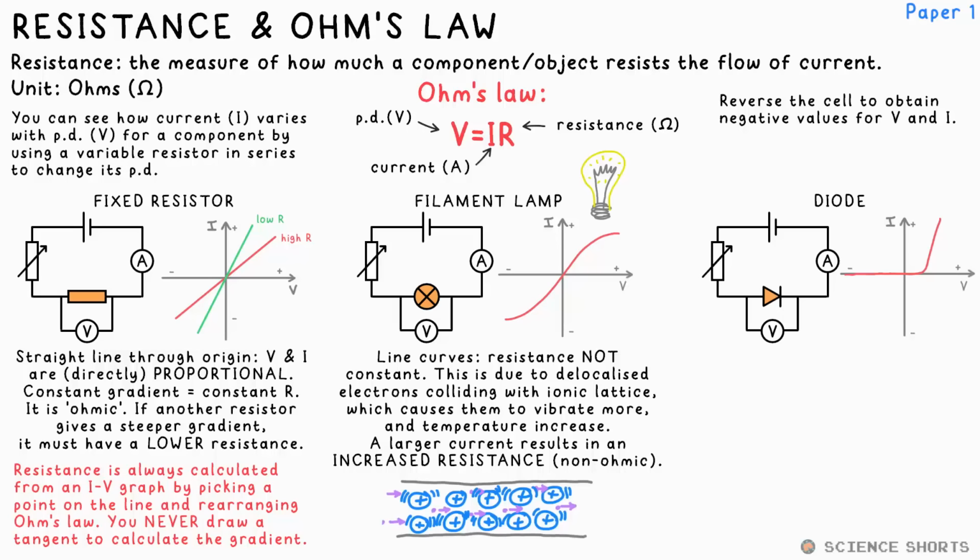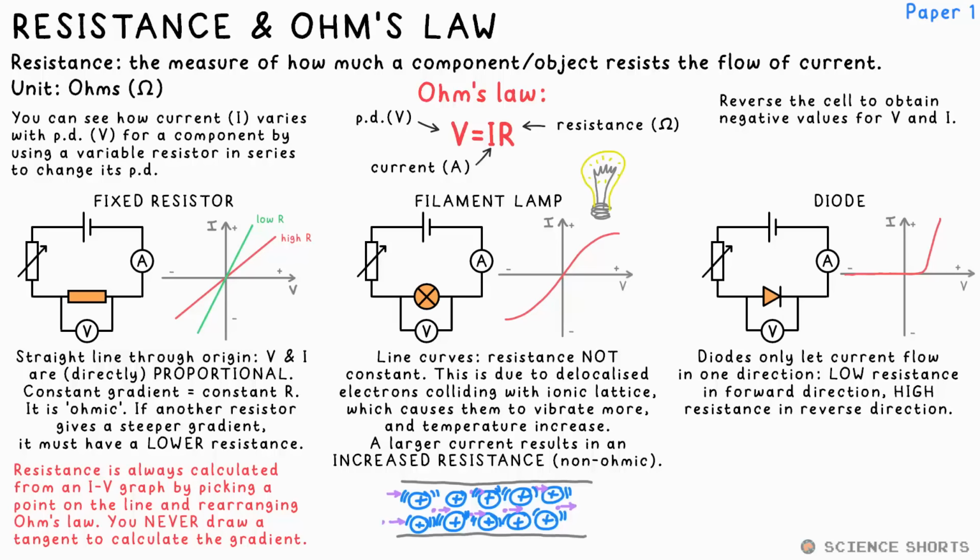Now, there is another component called a diode. It will give you this graph. The circuit symbol might give you a clue as to why this is. A diode only lets current flow in one direction. We say that in one direction the resistance is very high and it's very low in the other, which is why the current suddenly increases at around 1 volt.